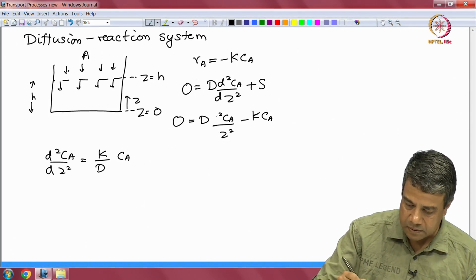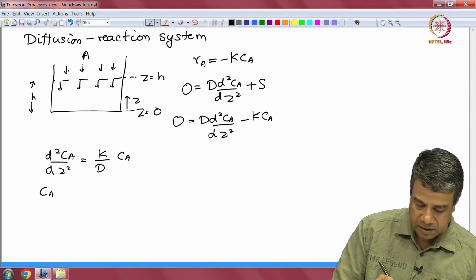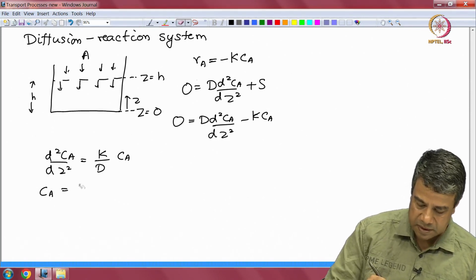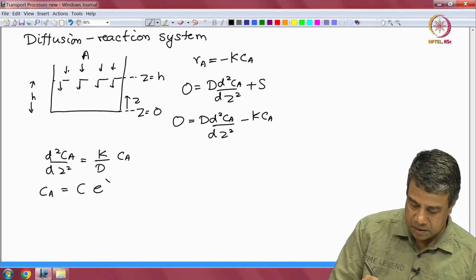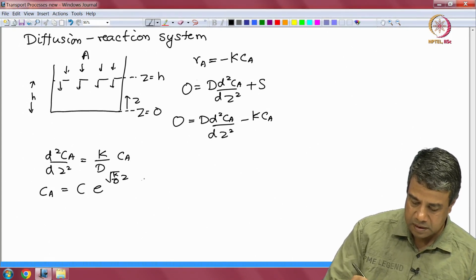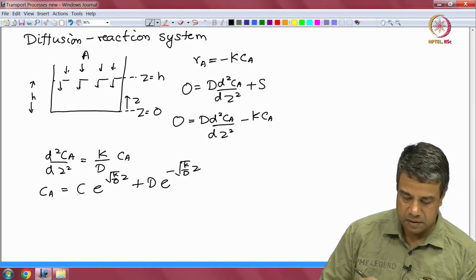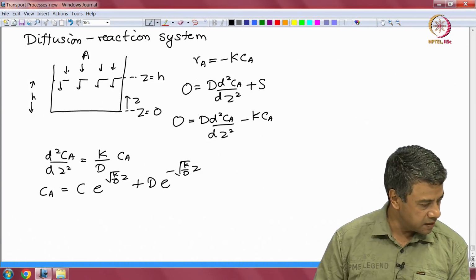Because there is variation only in one direction. So, that means C A is some constant, let me call it C, times e power root of K by d Z plus d e power minus root of K by d Z, exponentially decaying and exponentially growing solutions.